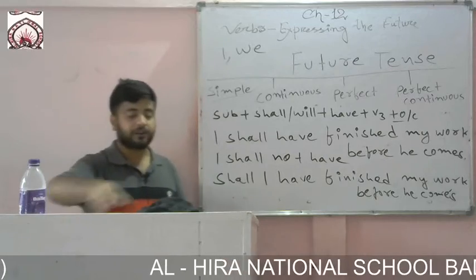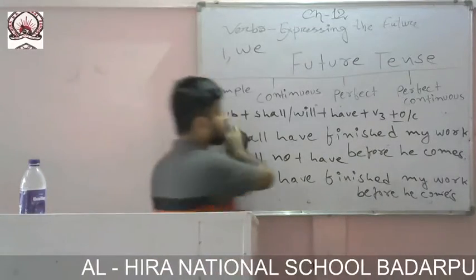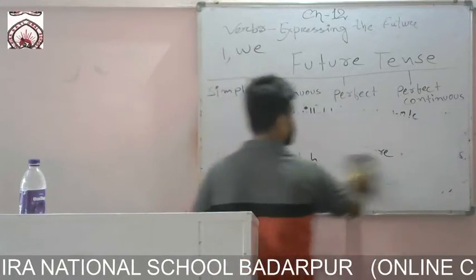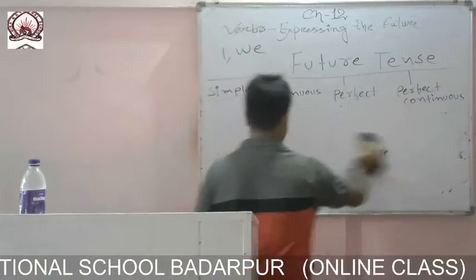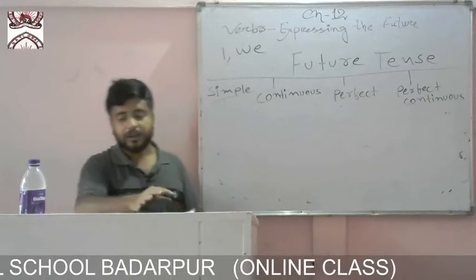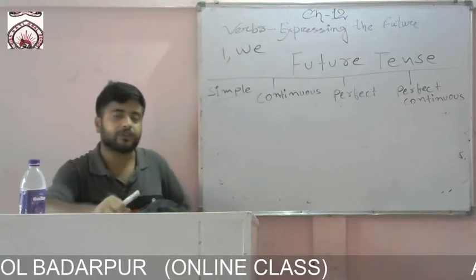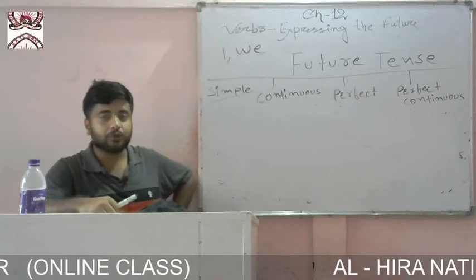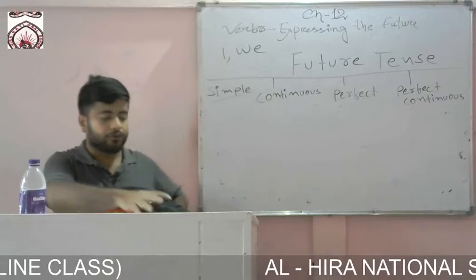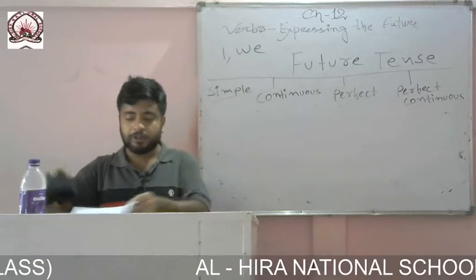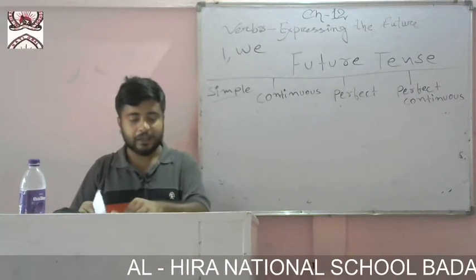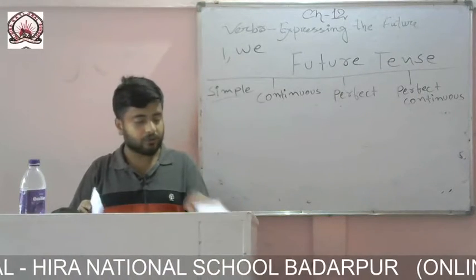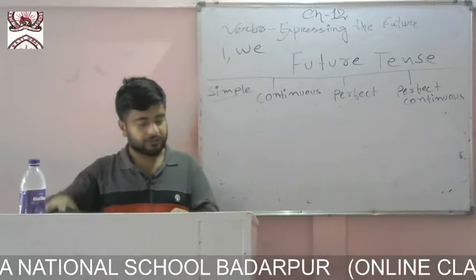Now, future perfect continuous tense. This is the last one. When we use future perfect continuous tense, it is for the action which will be in progress in future and will continue for some time. For this we have to use what? Future continuous.